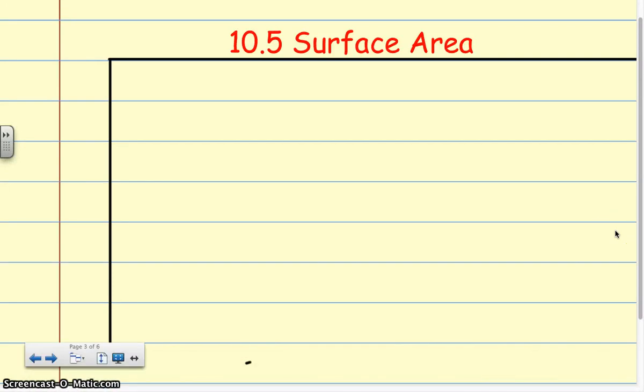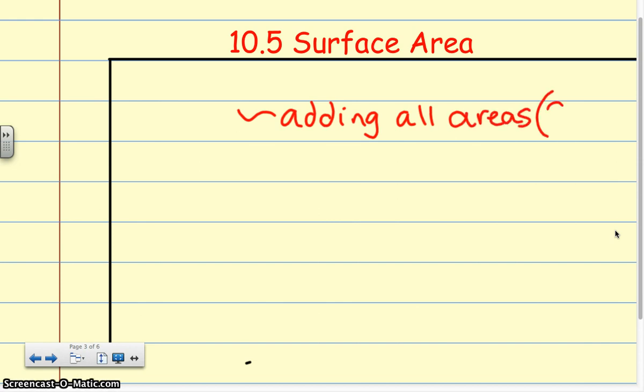to learn about surface area. And some properties of surface area that you need to know. It's adding up all areas of a prism. And when I say all areas, I mean all faces of a prism.